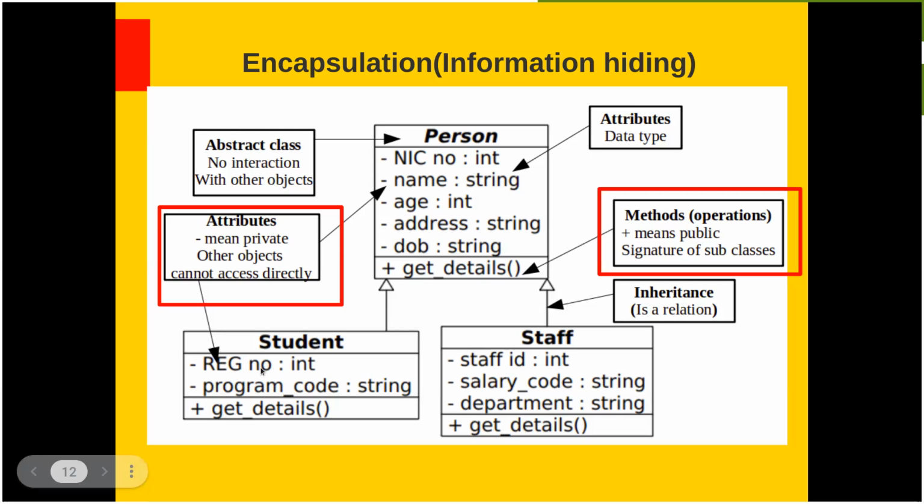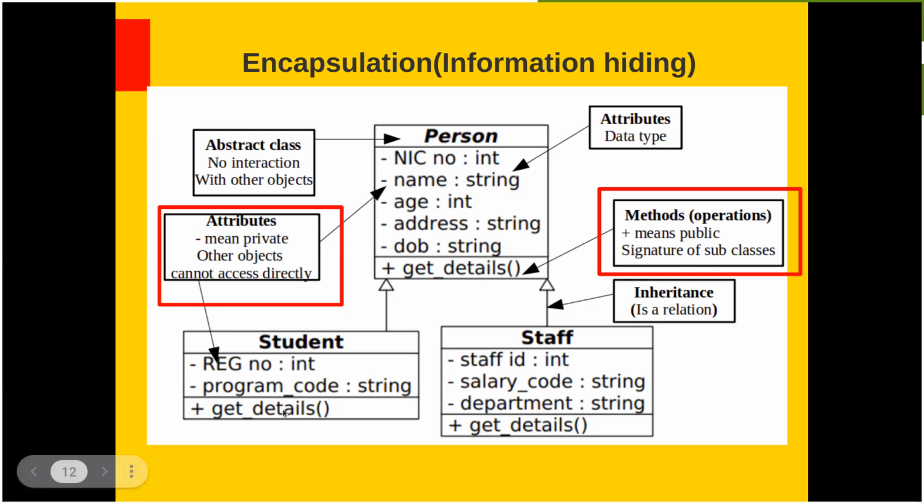Registration number. Student has a NIC, name and age. Both staff and student have NIC number, name and age, things like those. But student has a special thing, registration number. Staff doesn't have that. Staff has staff ID, and staff has salary code, department, like that. Student has program code. These are separate attributes, especially for students and staff.